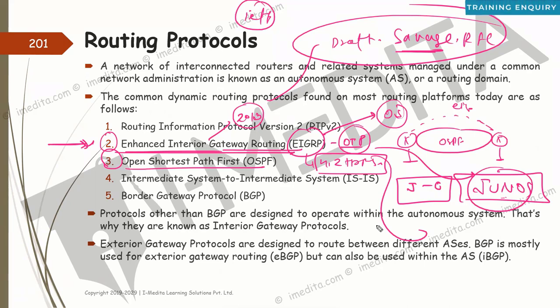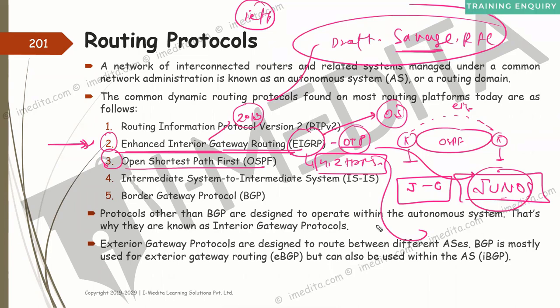I am personally not aware of any other vendor where you can see the protocol EIGRP being implemented. Juniper does not have that. Huawei has a protocol similar to EIGRP, but they do not have EIGRP exactly as it is. Other vendors, in one or two devices, you might find EIGRP, but other than that, you will not find EIGRP anywhere.